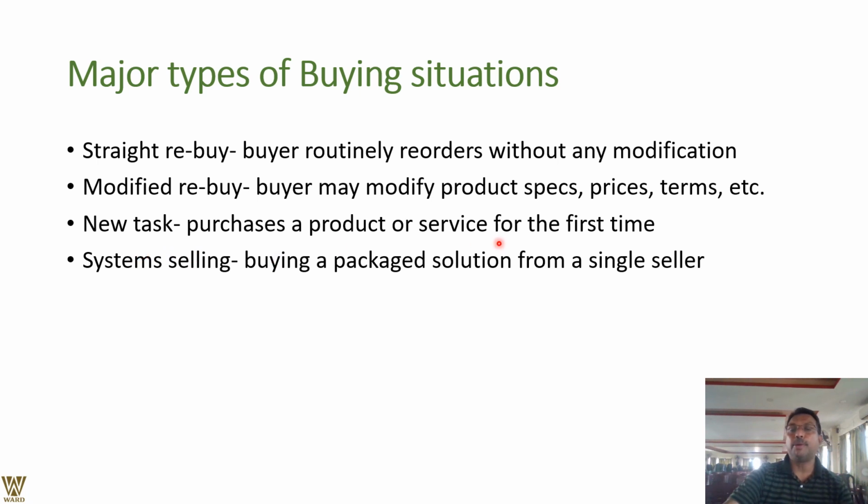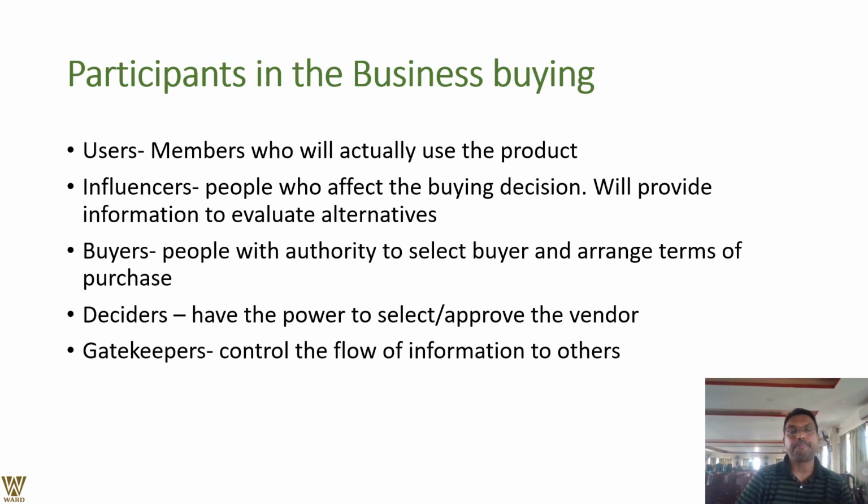New task is purchasing a product or service for the first time. Instead of pizza, you start doing, let's say, a burger, or any fine dining thing. So you're purchasing a product for the first time. System selling is buying a package solution from a single seller altogether. Instead of purchasing from a restaurant, can you have a ready-made thing made available? You just have to reheat, or you end up cooking certain things yourself. That's what system selling is all about.